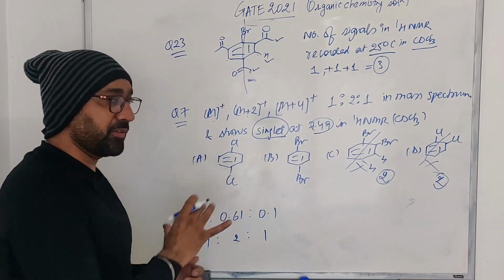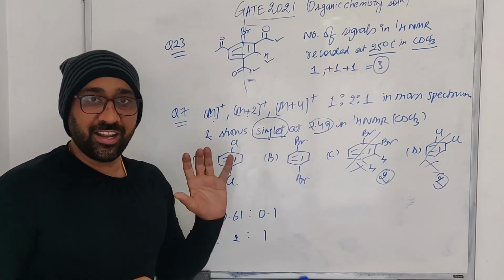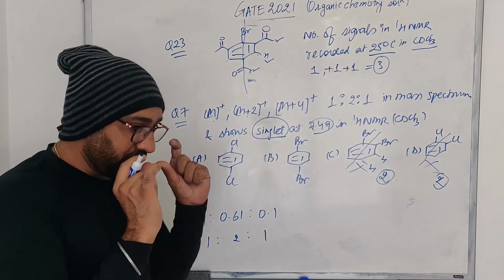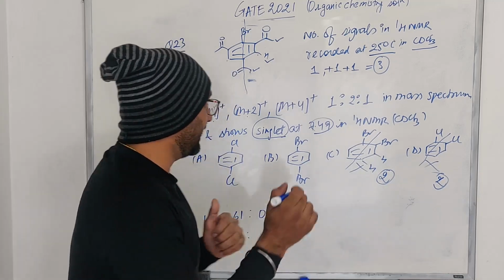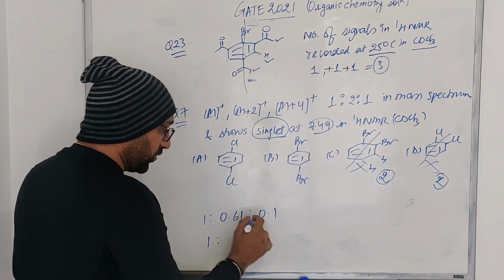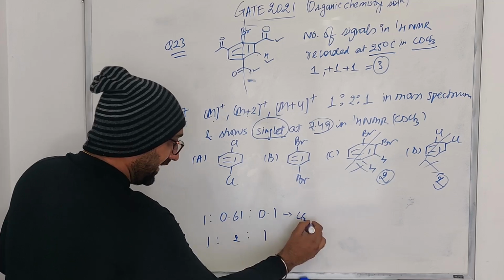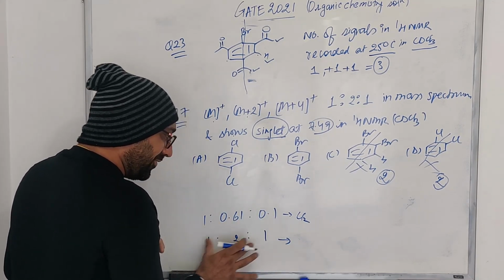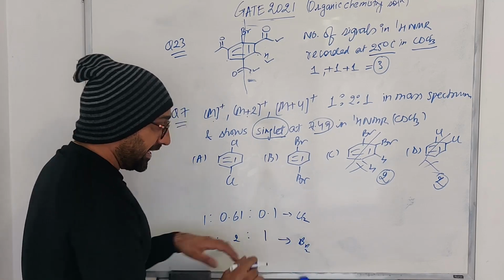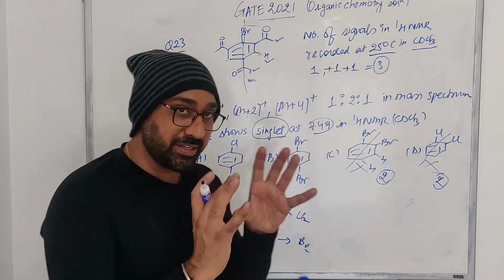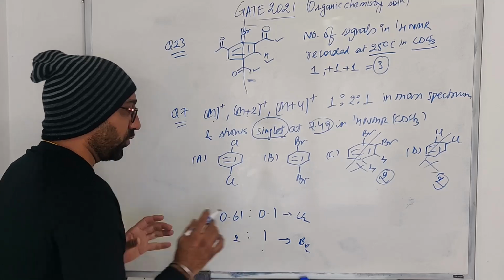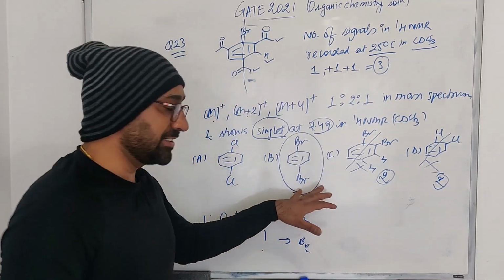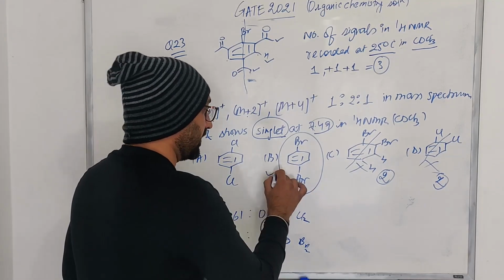Now coming back to options A and B, that is 1,4-dichlorobenzene and 1,4-dibromobenzene. अगर हम देखें, if we have 2 chlorine atoms, the intensity of M+2, M+4 peaks is basically in the ratio 1 to 0.61 to 0.62. And if we have 2 bromine atoms present, the ratio is 1 to 2 to 1. So इसी data से we could have clearly predicted that this is the correct option number B.